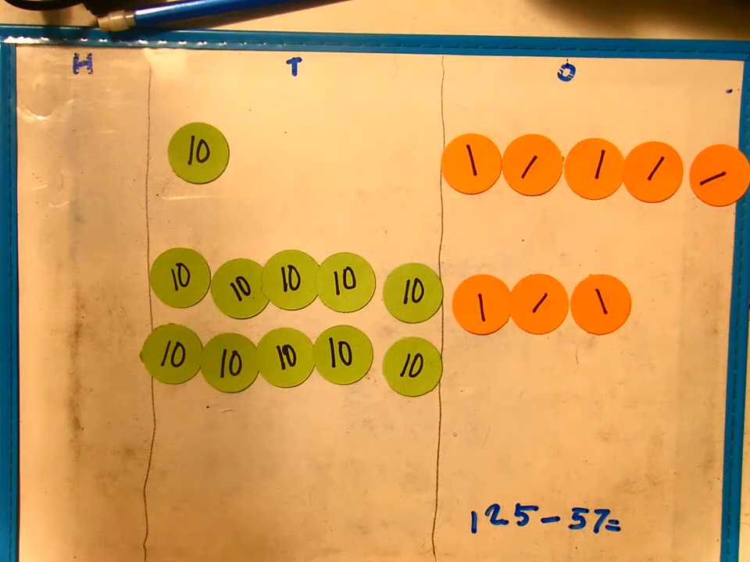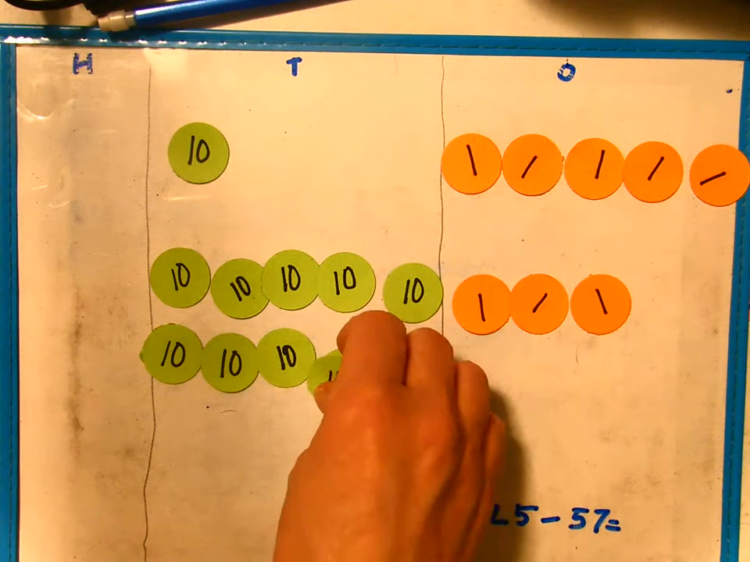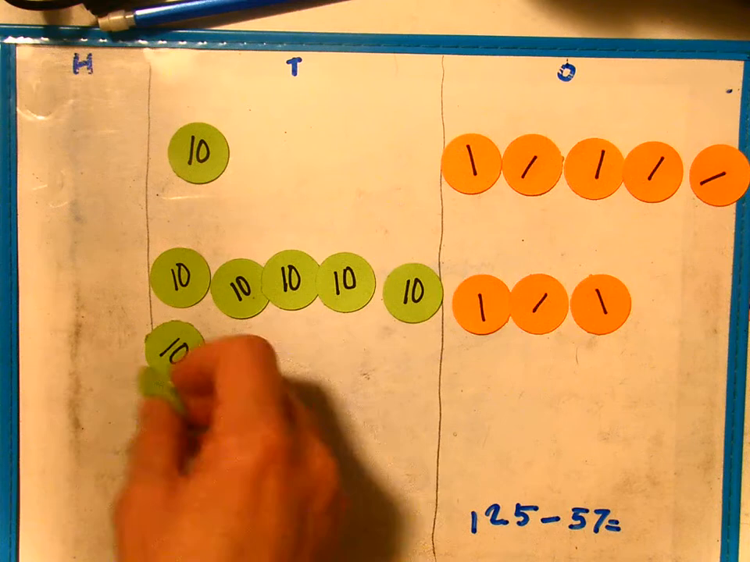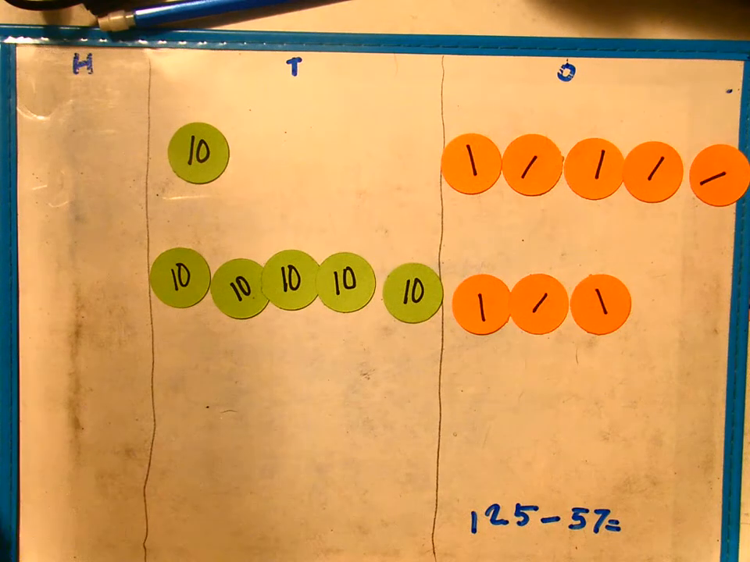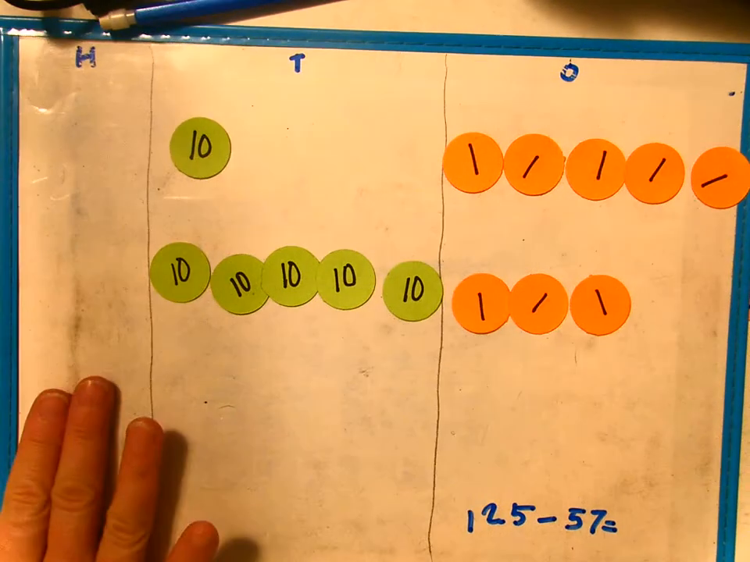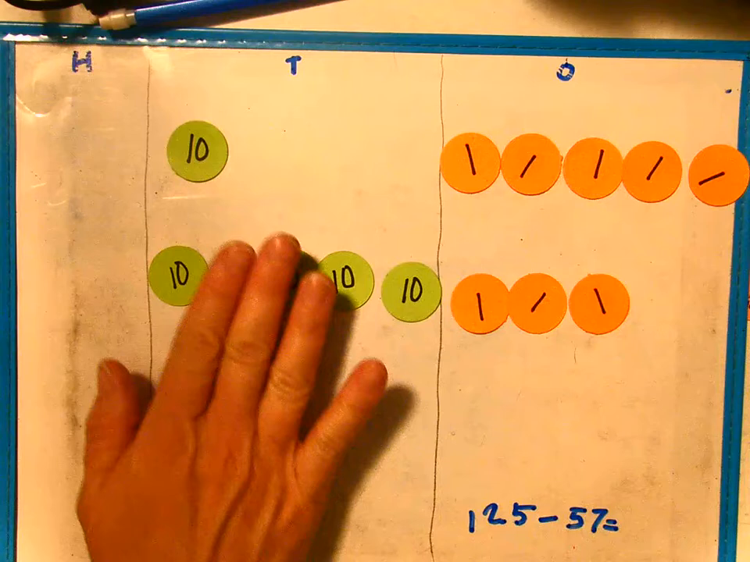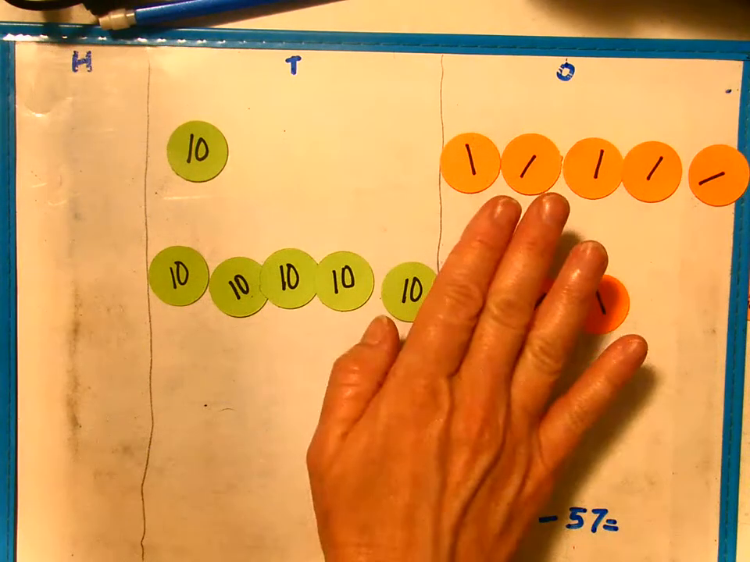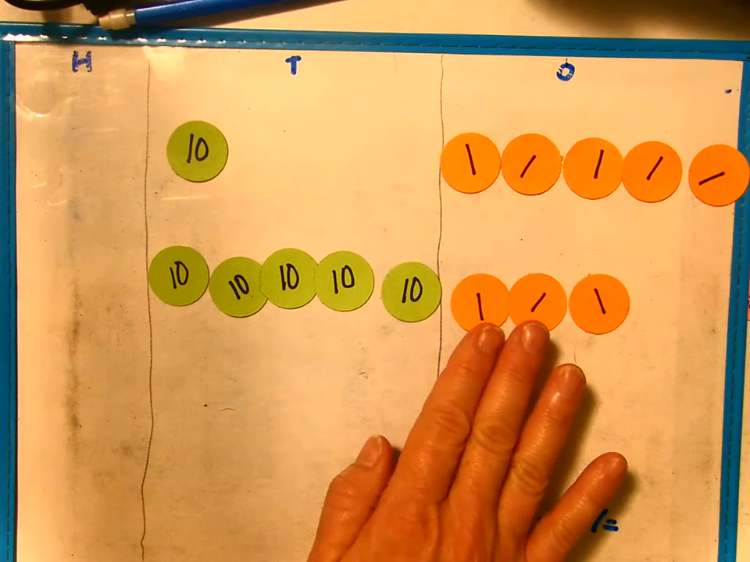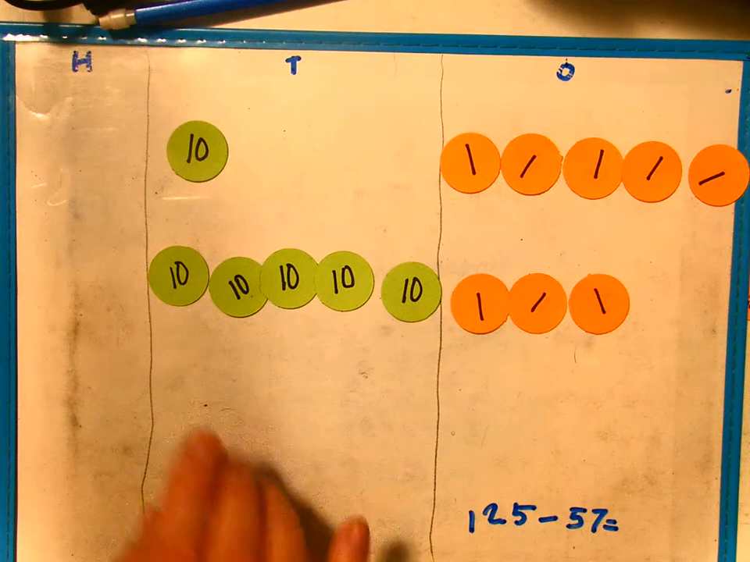Now, can I take away 5 tens? Absolutely. 10, 20, 30, 40, 50. So I've taken away my 50 and my 7. What do we have left? Are there any hundreds? No. How many tens do we have? 6: 5 and 1 more. Here we have 5 and 3 more, which is 8.